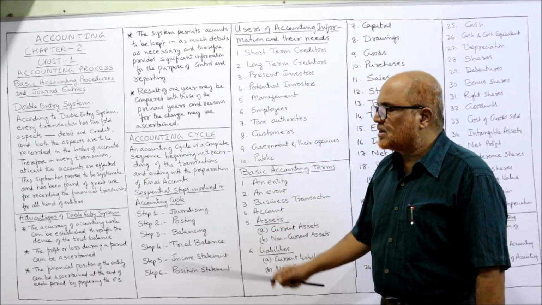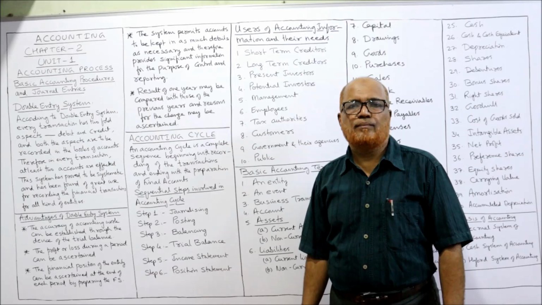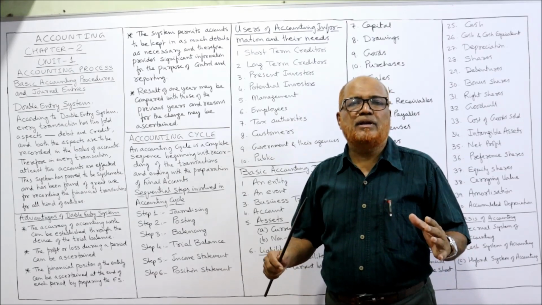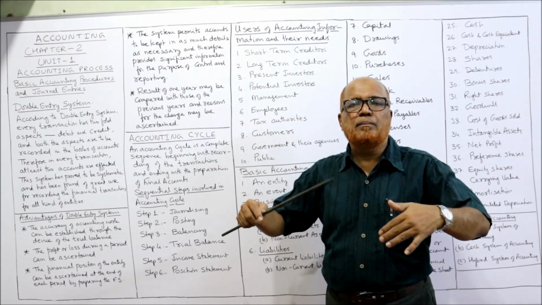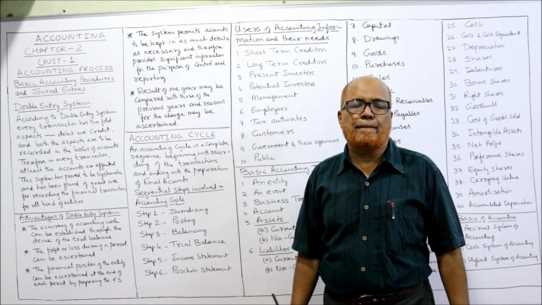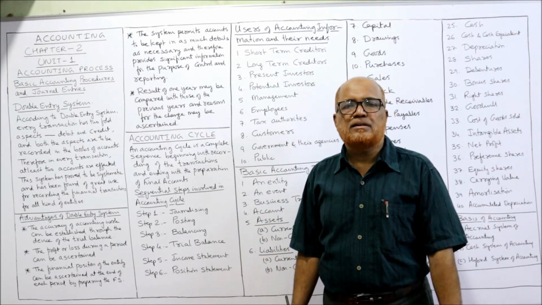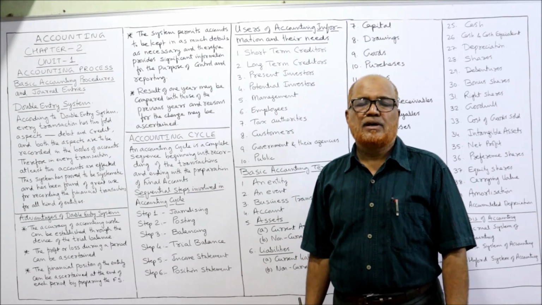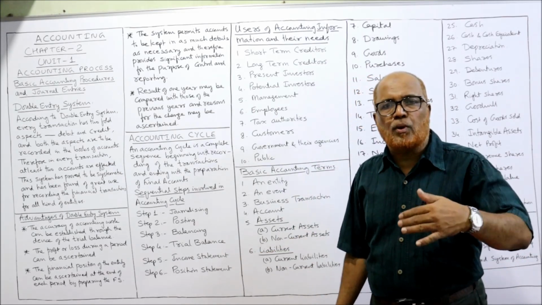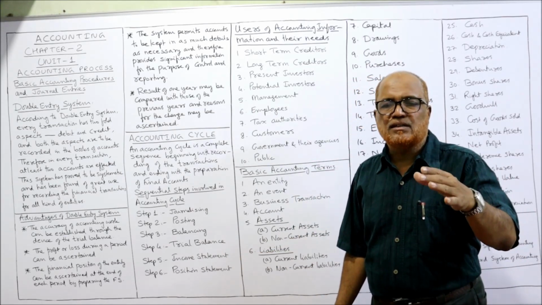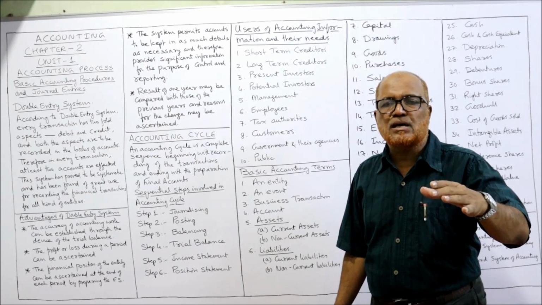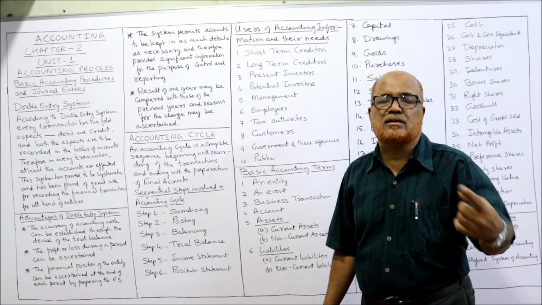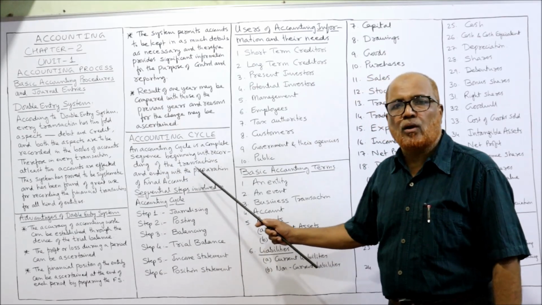The next topic is regarding accounting cycle. Actually, cycle means an activity which repeats in the same manner. The steps are repeated sequentially. So accounting is also a process which has certain steps, and these steps will continuously rotate. That's why it is called accounting cycle.